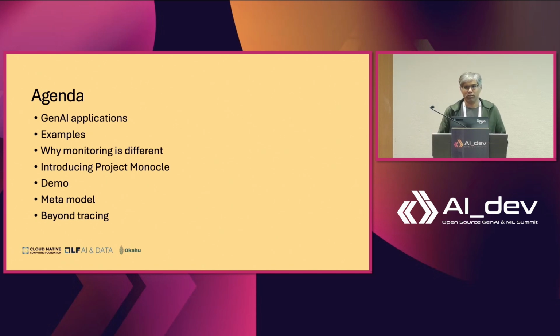I'll talk about Project Monocle, which we started late last year under Linux Foundation Data and AI. Do a demo of how easy it is to add Monocle to your application and how to get the traces out of it. What does the trace meta model look like? And then beyond just collecting the traces, how do you make use of it to find out what's going on with your application and improve it?